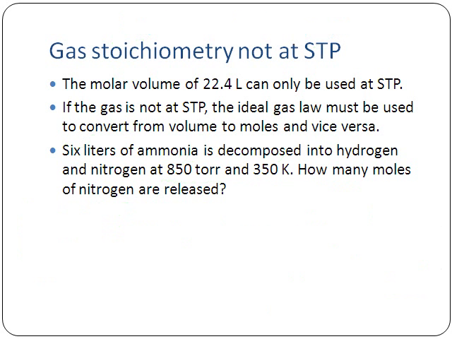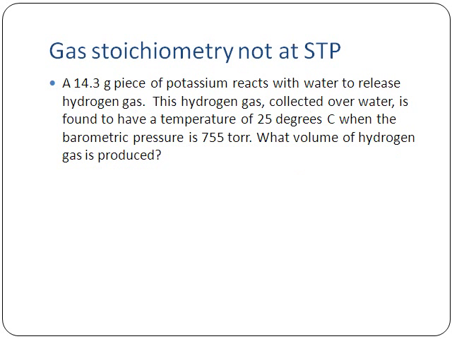Let's add a little step of complexity to this, just a tiny bit. A 14.3 gram piece of potassium reacts with water to release hydrogen gas. This hydrogen gas collected over water is found to have a temperature of 25 degrees Celsius when the barometric pressure is 755 torr. What volume of hydrogen gas is produced?